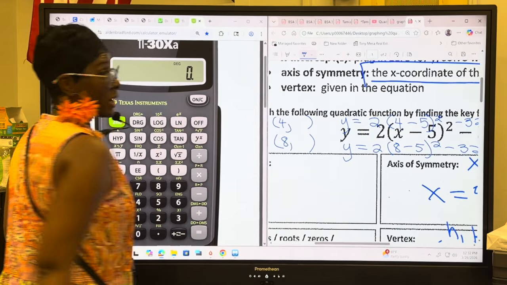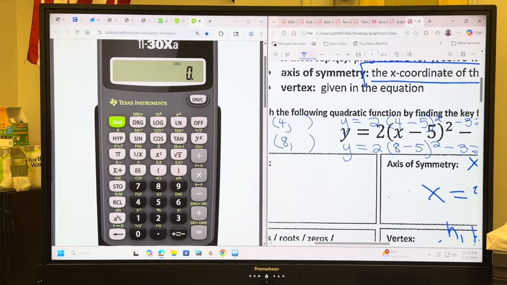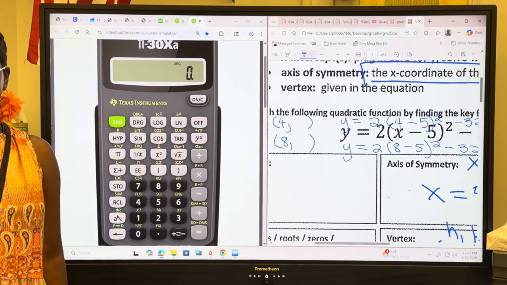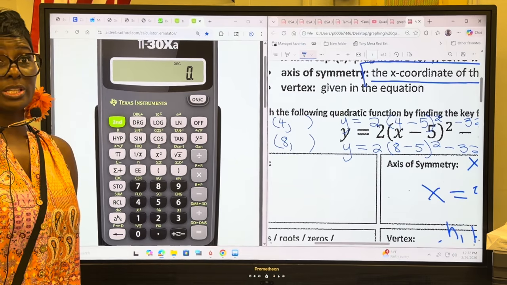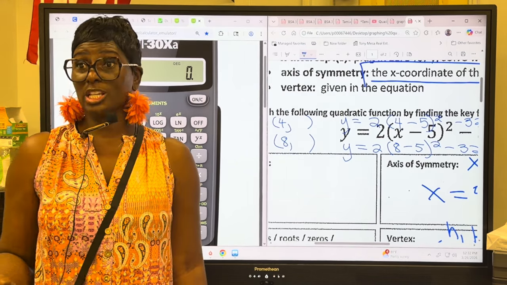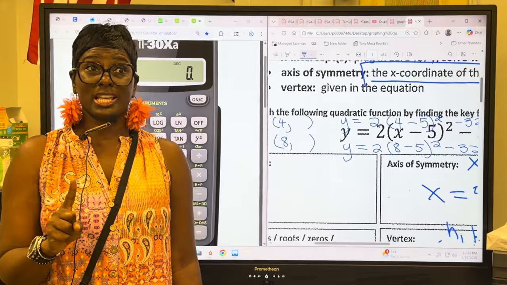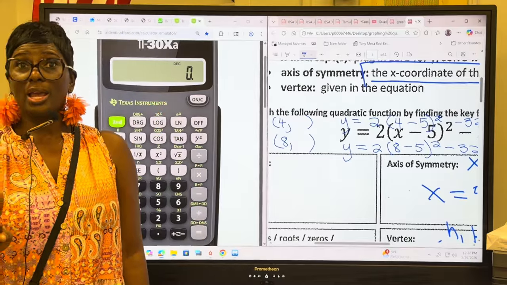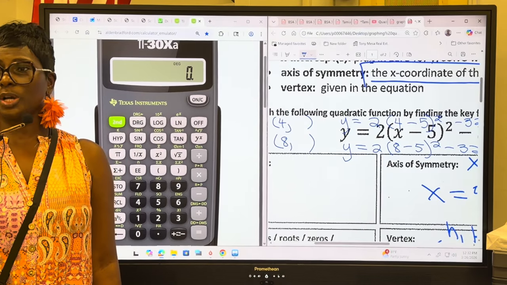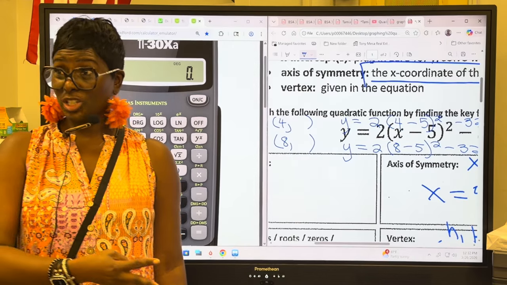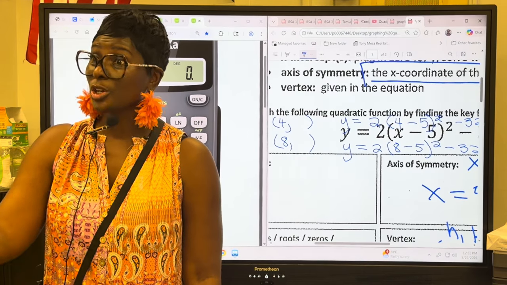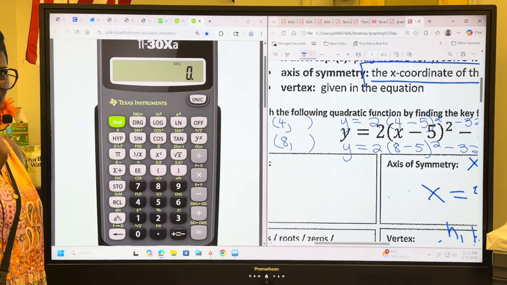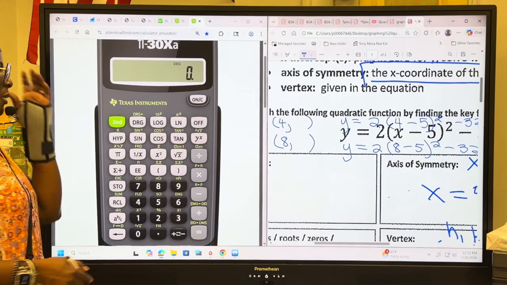This is PEMDAS we got to follow, right? So according to PEMDAS, what do you always do first? Parentheses. You got to simplify those parentheses first. After parentheses get simplified, then we're going to do what? Exponents. After we do exponents, we're going to do multiplication and division if we got that. And then we're going to do addition and subtraction. Y'all know we following PEMDAS, right? Yes.